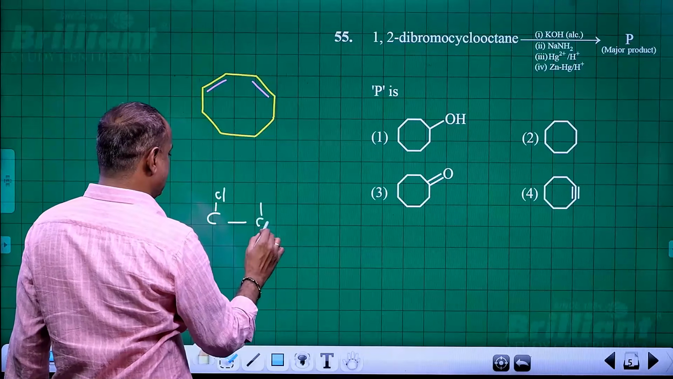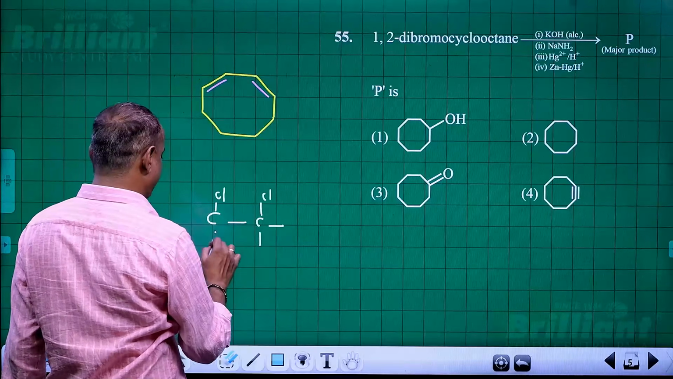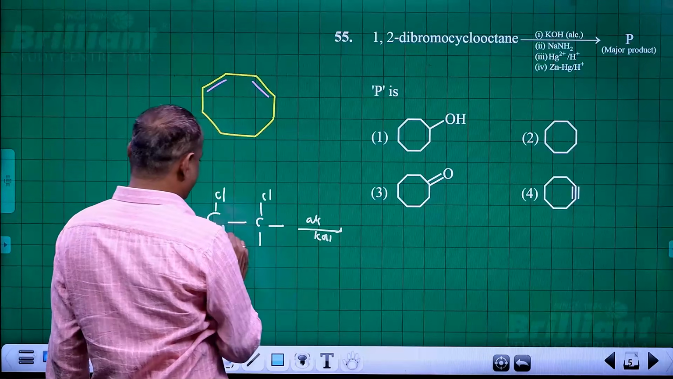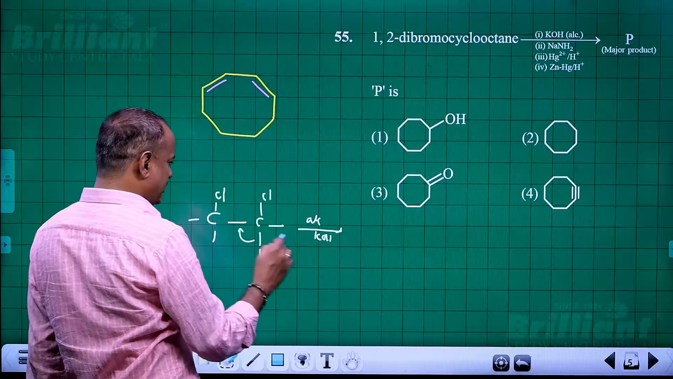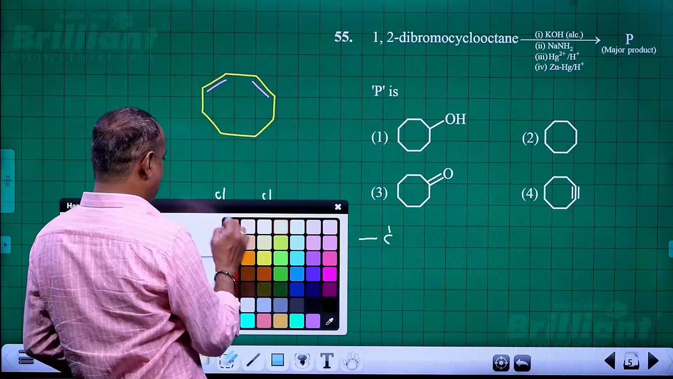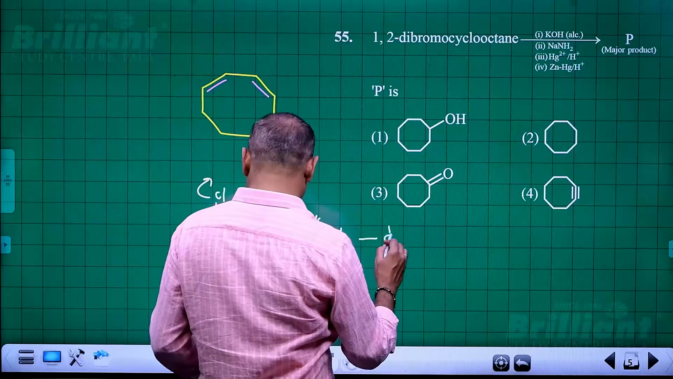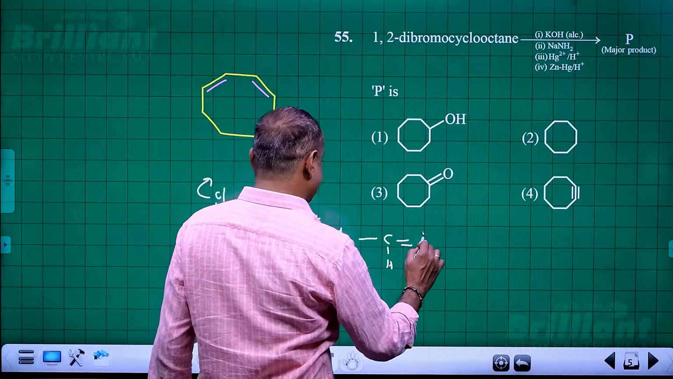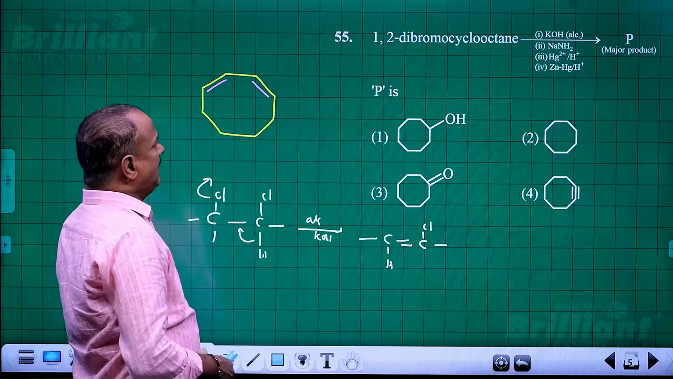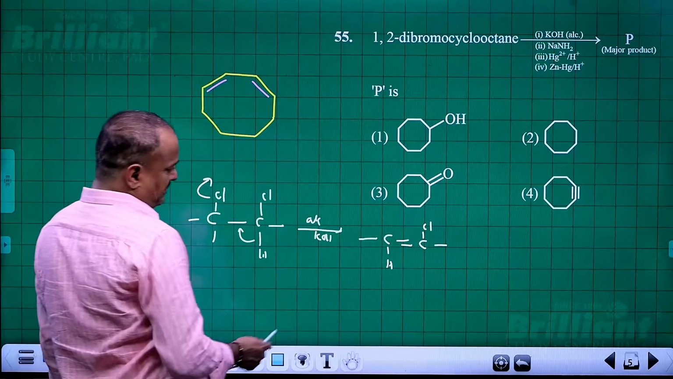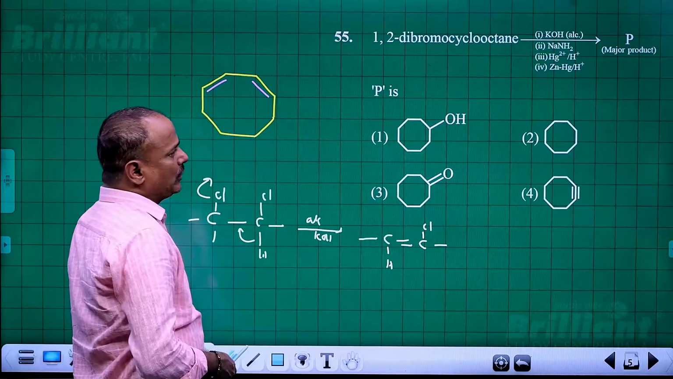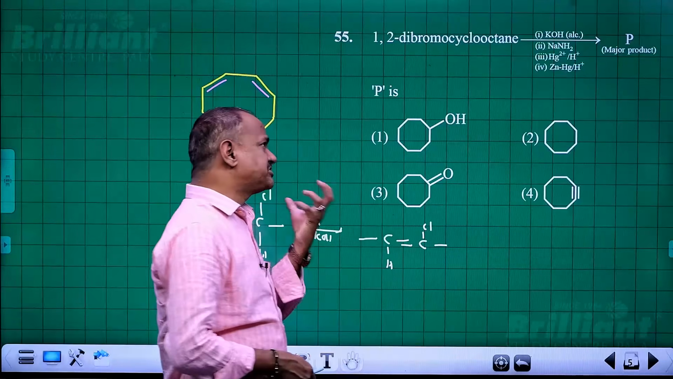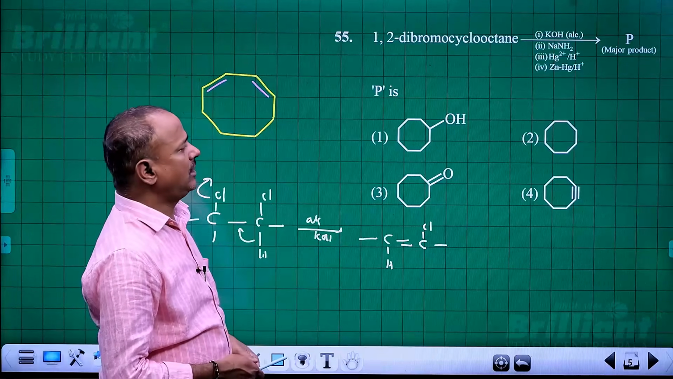CCl. First alcoholic KOH, dehydrohalogenation to form vinyl halide. Vinyl halide, so CH double bond CClH. Vinyl halide is resonance stabilized. Therefore, next halogen dehydrohalogenation is not possible with alcoholic KOH because of resonance stability. A very strong base is required rather than alcoholic KOH.